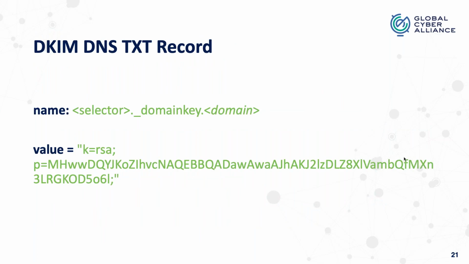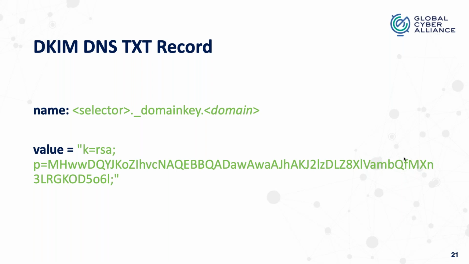DKIM DNS TXT records. So if you're creating a CNAME record, I don't have an example of it, but a CNAME record is really you're creating the name, which is similar to what you see here. There'll be the name of the record, whether it's TXT or a CNAME. It's always going to have selector._domainkey.domainname, right? So it's always going to have that underscore domainkey, regardless of whether it's a TXT or a CNAME that you're creating. But the value is going to be different.